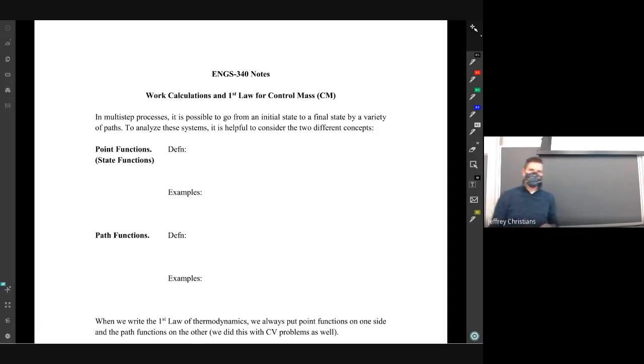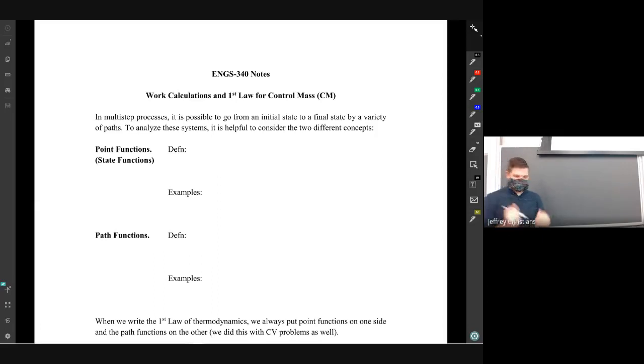So the first thing, we talked a little bit about these early in the course, these first two points. When we have multi-step processes, like hopefully you solved in the last couple of homework problems, we can define things either as point functions or path functions. And maybe from that, you already have an idea of what the difference is between a point function and a path function. We sometimes call the point function either a point function or a state function.